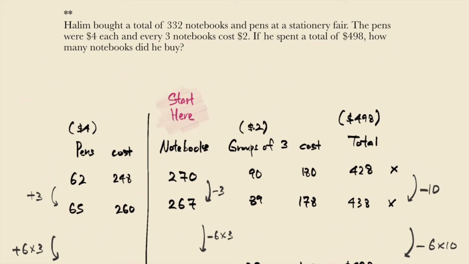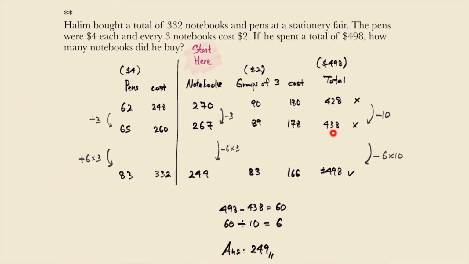Okay, let's do this a few more times. Notice from 438, how do you get to 498? That's 60, isn't it? How many tens is that? 6 of them. So I'm going to add, not subtract, add 10 6 times. So I should do this 6 times as well. So that's actually minus 18. So I'm going to add 18 here as well. Okay, how many notebooks did he buy? So that's actually 249 notebooks.